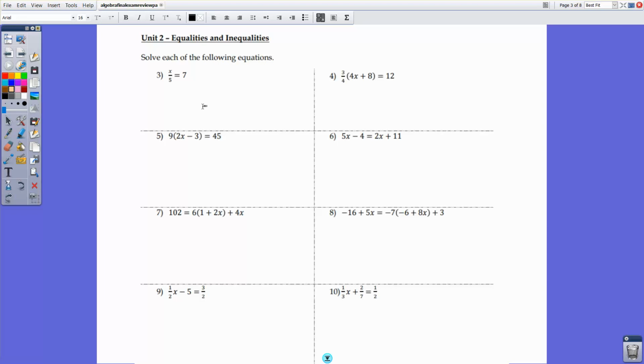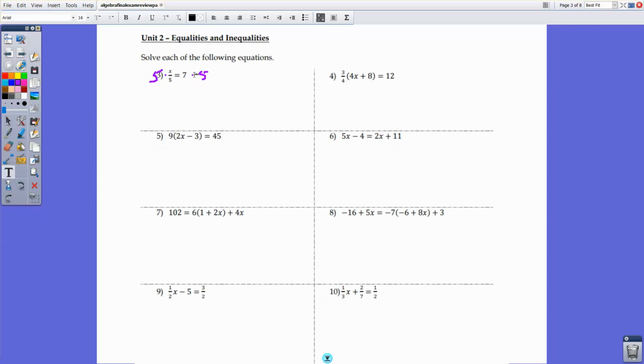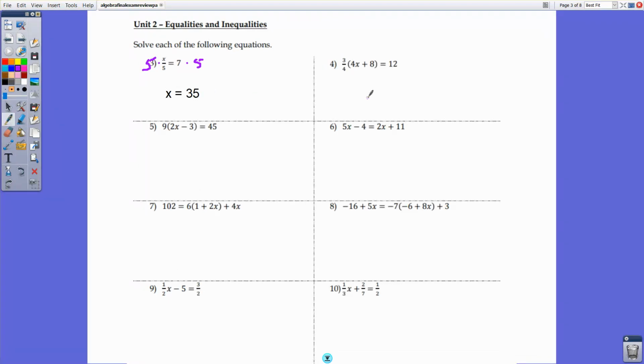Now let's solve some equations and solve some inequalities. If we have x over 5 equals 7, the proper procedure here would be to multiply both sides by 5, because we would be undoing the division of x by 5, which means that our result here is x equals 35. Not 325, 35.